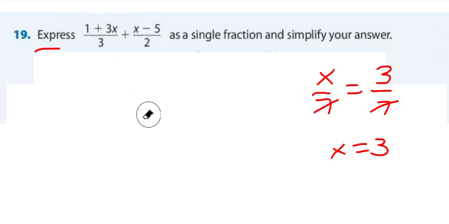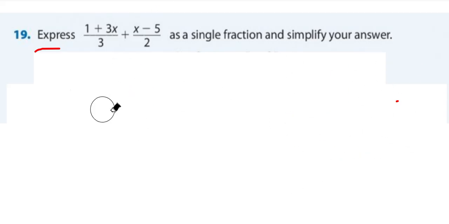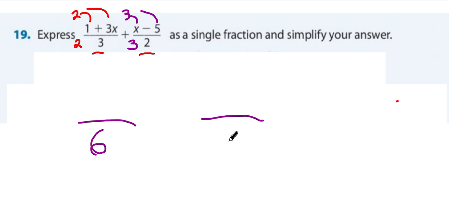So what I want you guys to do is what we've been doing all along. Do you remember I said the bottom numbers are like children and you want what the other one has? So what number will 3 and 2 divide into? 6. Turn them into 6s. Multiply the bottom by 2 and the top by 2. Multiply the bottom by 3 and the top by 3, and off you go. Should be all over 6 when you're doing it, okay?